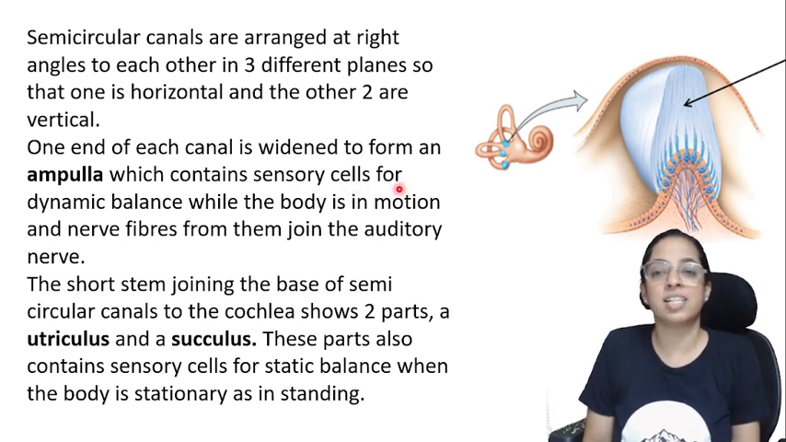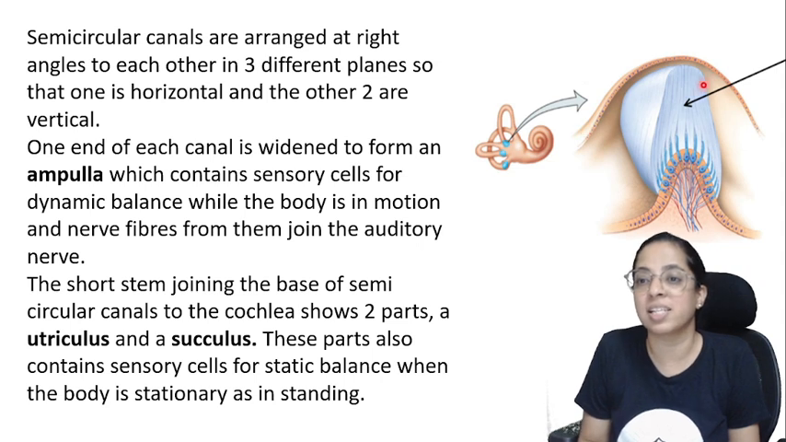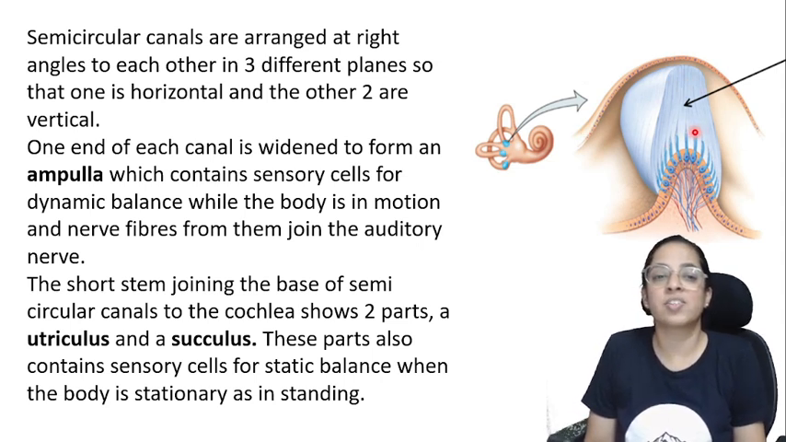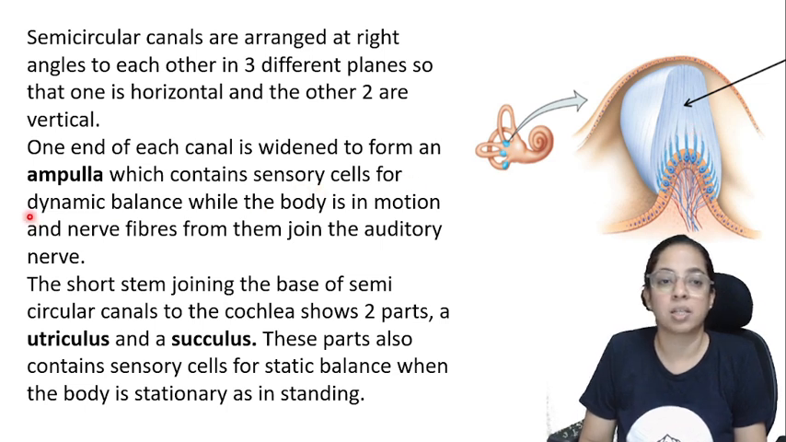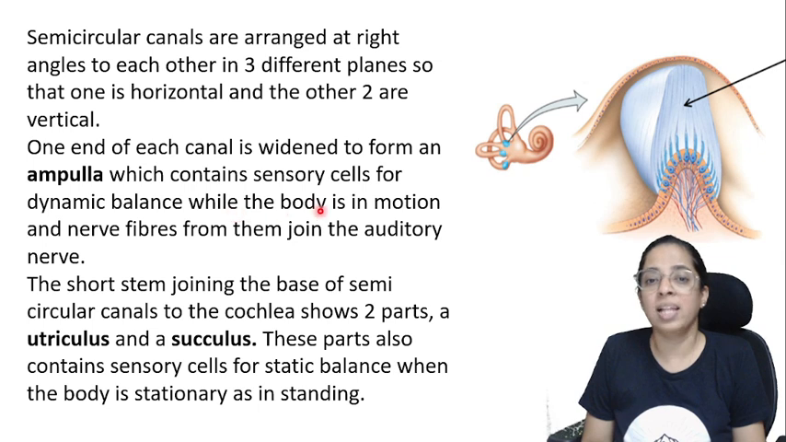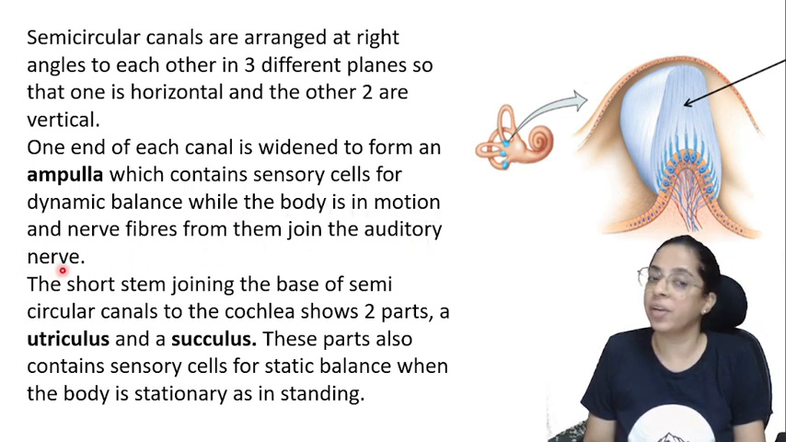Which contains sensory cells. So these ampulla contain sensory cells. Can you see? This is the inside diagram. This contains sensory cells for dynamic balance. Okay, so this part is there for dynamic balance while the body is in motion. And the nerve fibers from them join the auditory nerve.